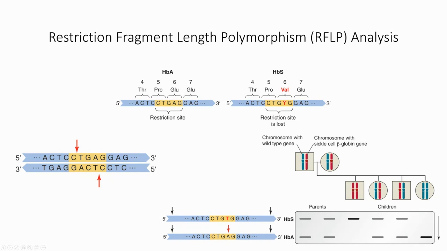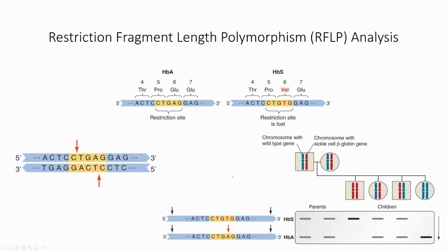Then you have no restriction site because of the mutation, the single nucleotide mutation. Once this is mutated, it is no longer available for the enzyme to recognize and cut, and the wild type will still be cut. So we know that both parents are heterozygous: one is the wild type, one is the mutant.